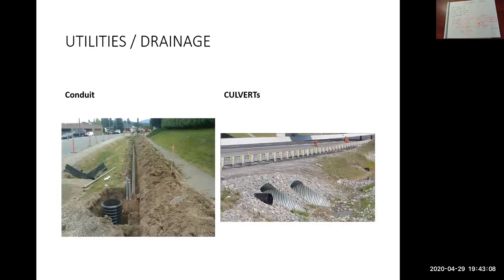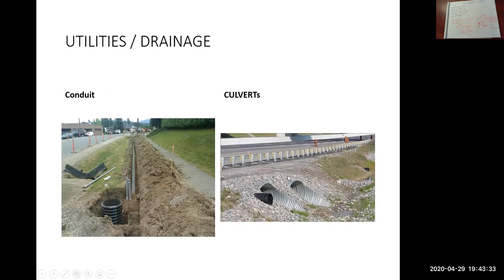So a couple more photos. Looks like a street lighting photo on the left. We've got a ditch here, some ditching. There's some silt fence. There might even be some straw bales in there. We've got some traffic cones. Photo on the right, some culverts.